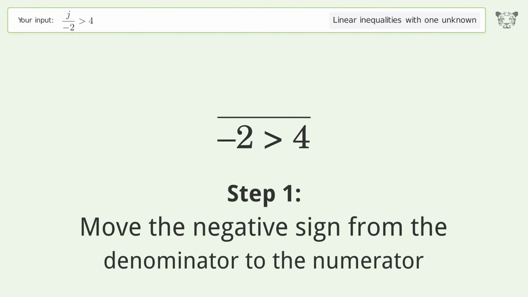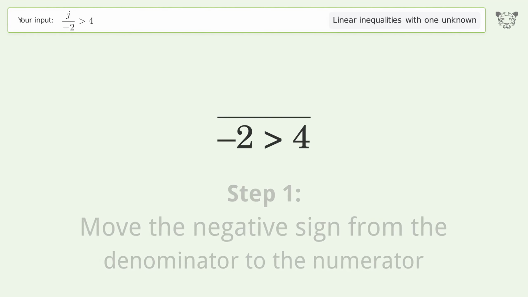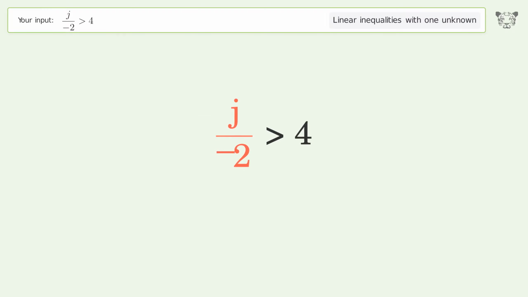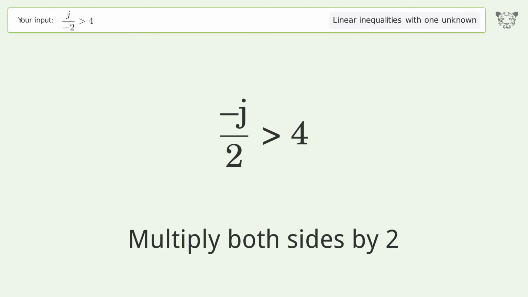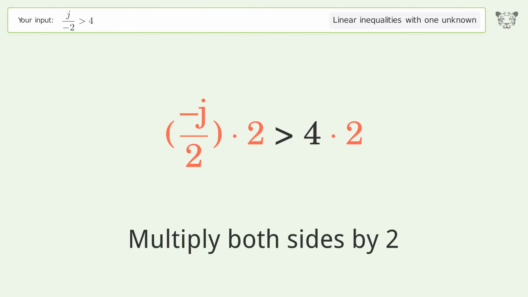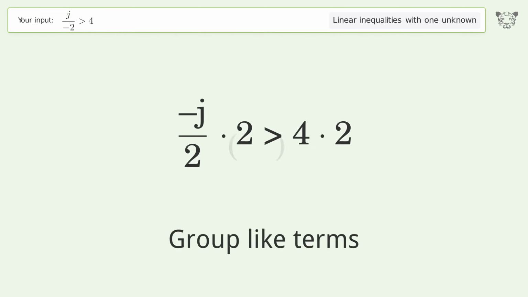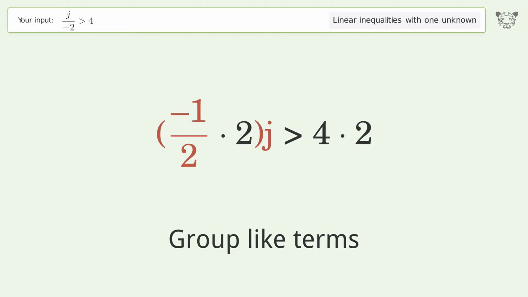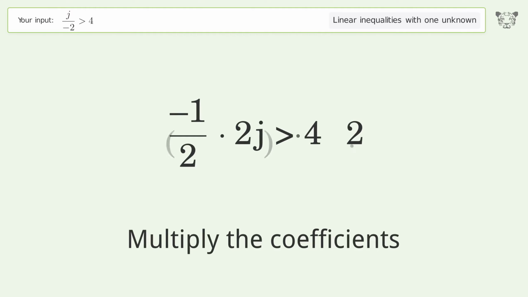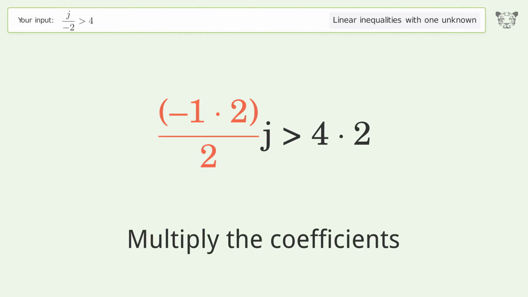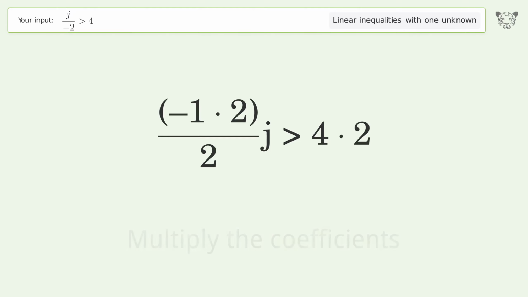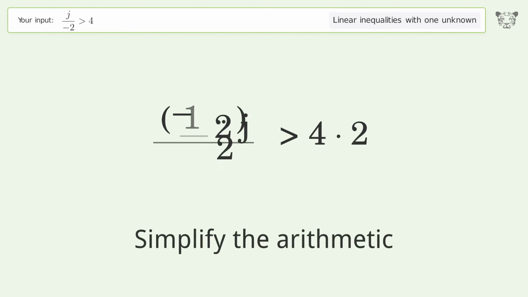Move the negative sign from the denominator to the numerator. Isolate the j. Multiply both sides by 2. Group like terms. Multiply the coefficients. Simplify the arithmetic.